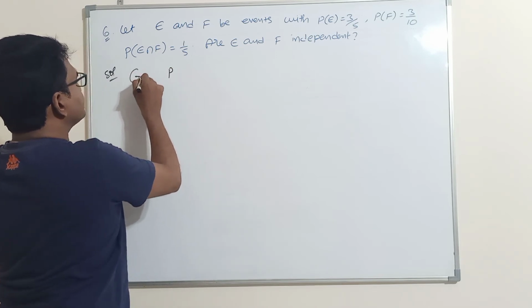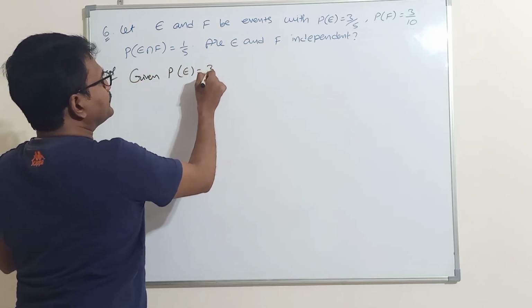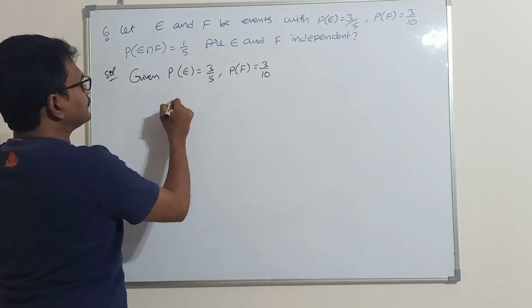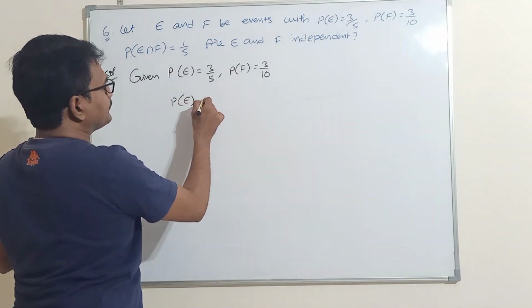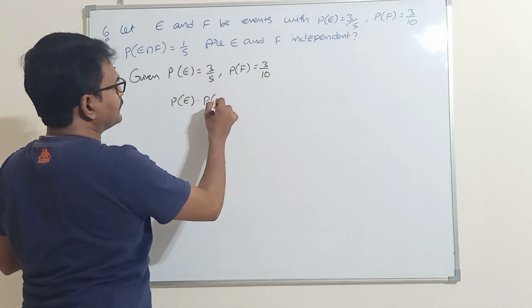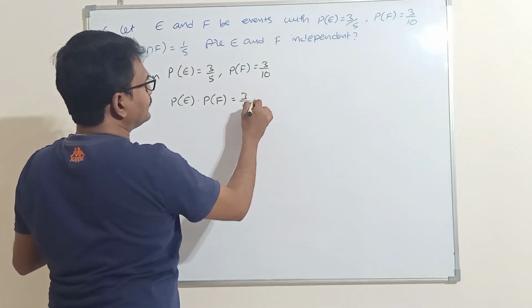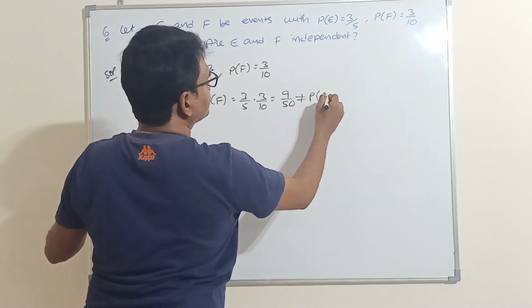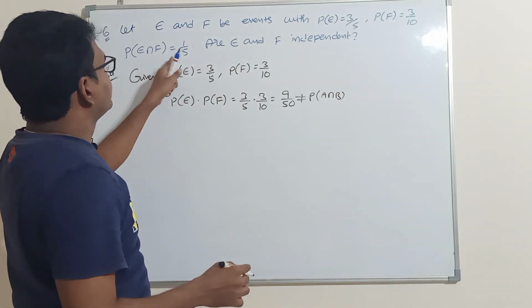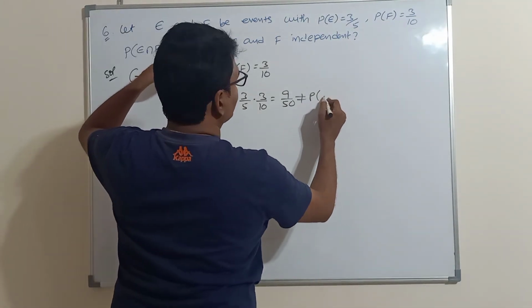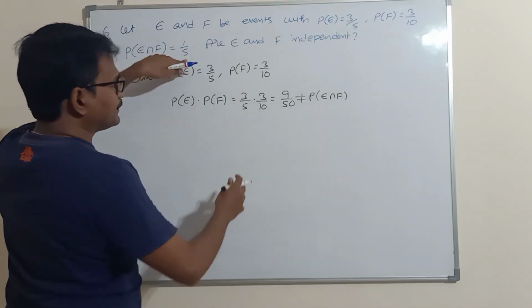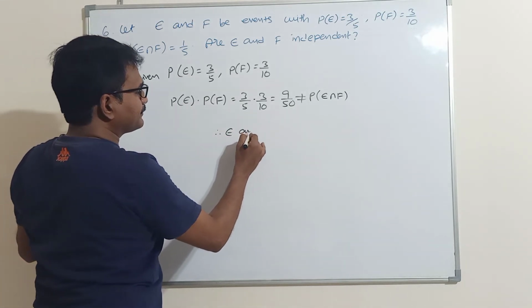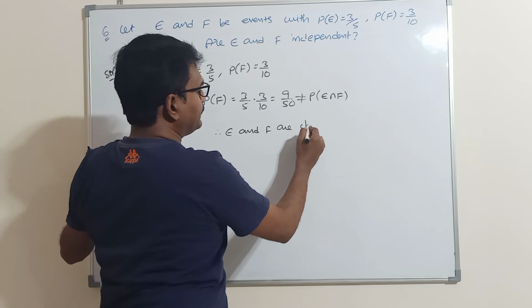Problem. P of E is given as 3 by 5 and P of F is 3 by 10. So P of E into P of F is how much? It is equal to 3 by 5 into 3 by 10, that means 9 by 50, which is not equal to P of E intersection F. What is the E intersection F value? It is 1 by 5. But this is not 1 by 5, this is 9 by 50.